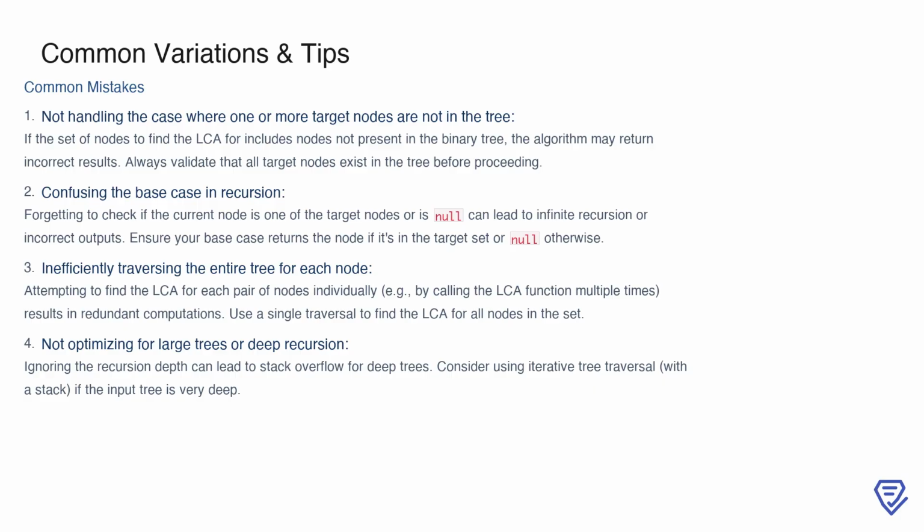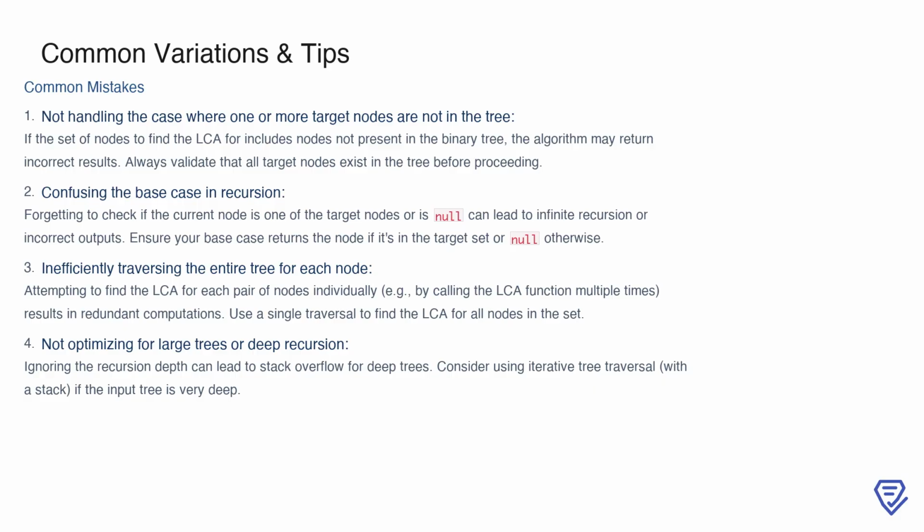Always ensure that every target node is a part of the tree before running your solution. Next, it's easy to confuse the base case and recursion. For example, if you forget to check whether the current node is one of the target nodes or null, it can lead to infinite recursion or incorrect answers. A robust base case should return the node if it's part of the target set or null otherwise.